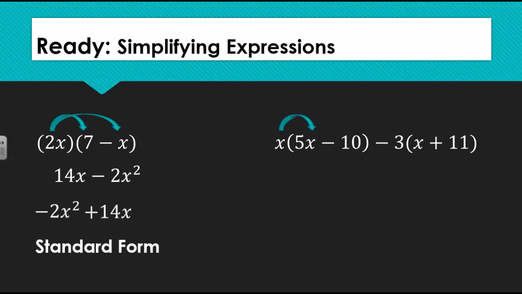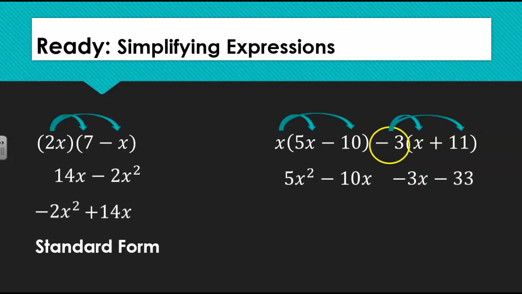In the second example, we're going to first distribute the x outside the first linear expression to each term within the parentheses. So the x times the 5x would give us 5x squared, and the x times negative 10 would give us negative 10x. Next, we're going to distribute the negative 3 to each of the terms inside the parentheses. Negative 3 times x is negative 3x, and negative 3 times 11 is negative 33.